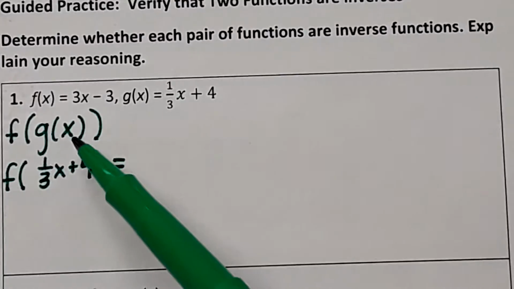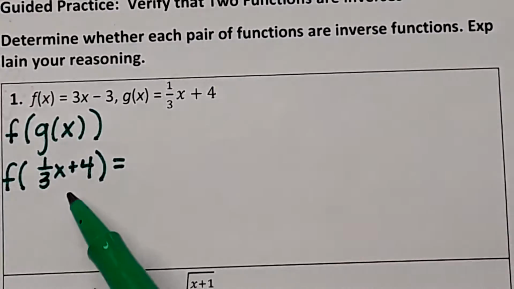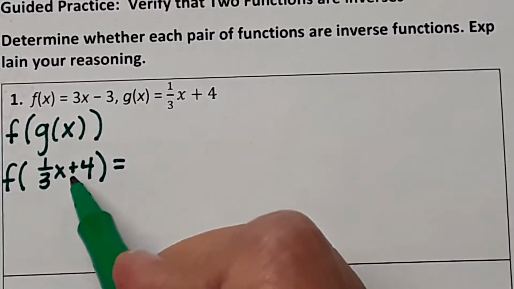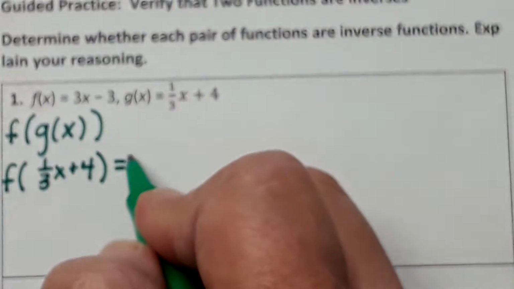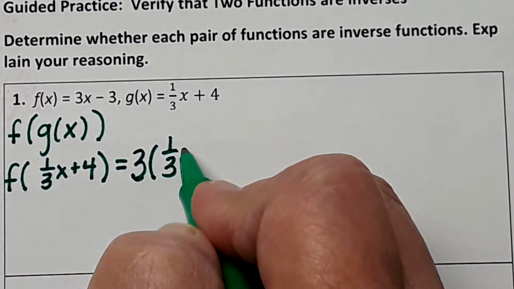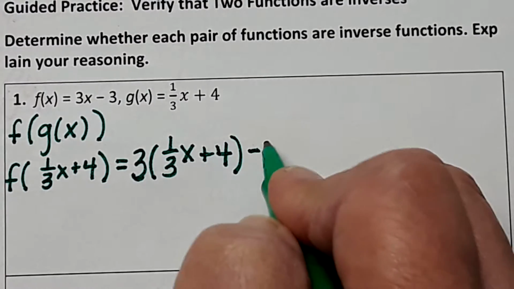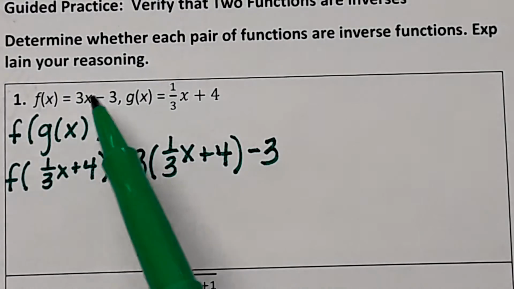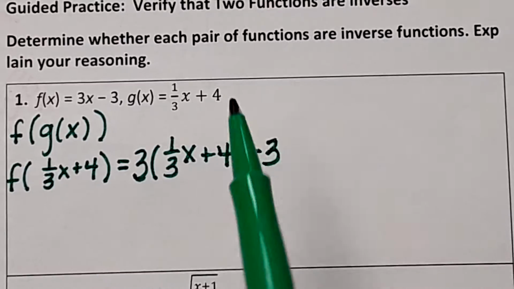So I just replaced, well, what is g of x? G of x is 1/3 x plus 4. So I just brought it down. That means I'm going to take this and replace it into this function. So it's going to be 3 times 1/3 x plus 4 minus 3. So I just replaced the x in f of x with 1/3 x plus 4.